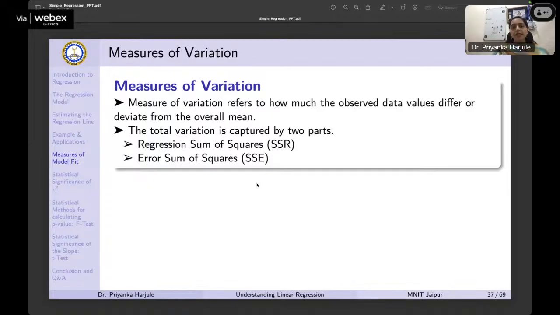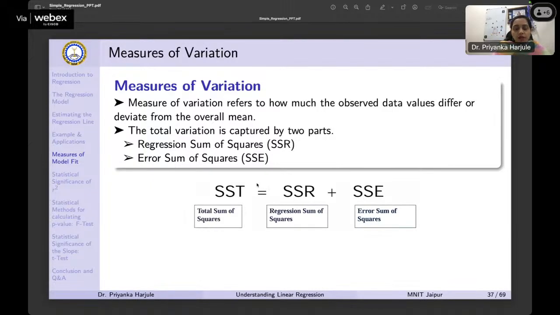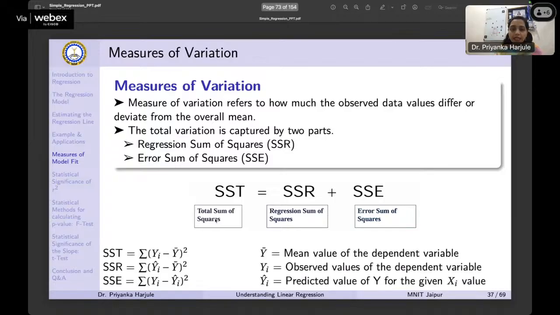Now let us try to understand how well the regression model fits the data by splitting the total variation into two parts. First is your total sum of squares, SST. It measures the total variation in the dependent variable y from its mean. It tells you how much the observed values deviate from the average. So this is the total variability in your dependent variable before fitting any model.